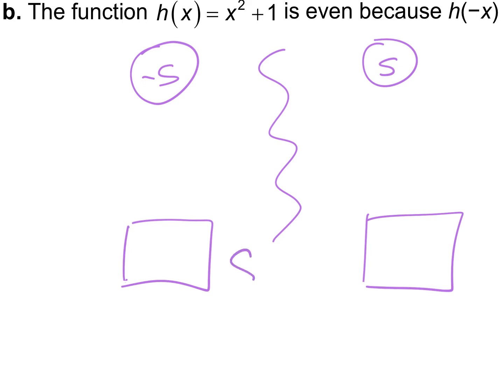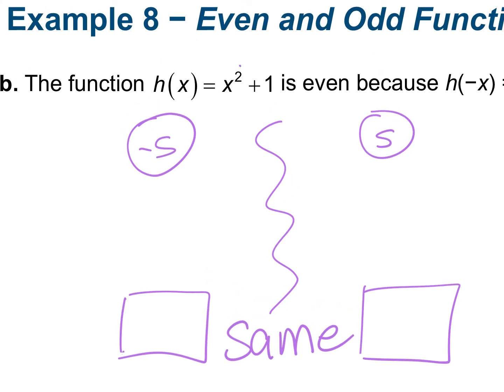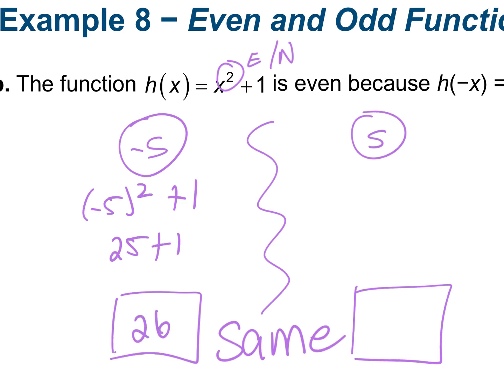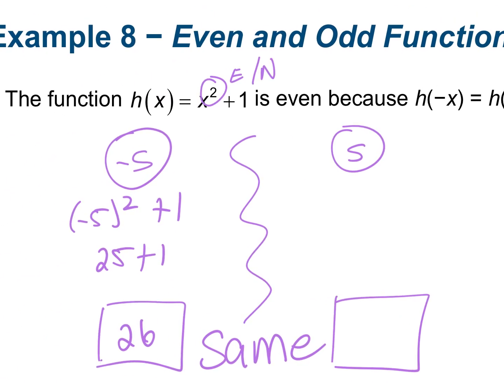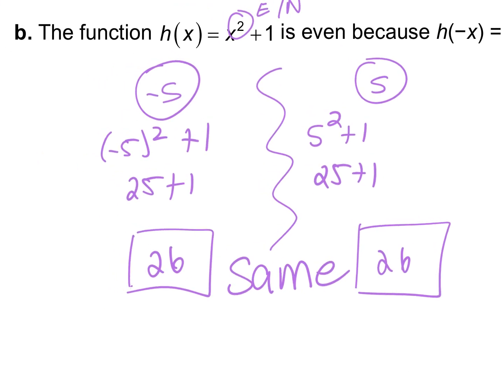Same, because the arrows would be going in the same direction. My highest exponent is 2. That's an even number, so this is either an even function or a neither. So when I plug in negative 5, what's negative 5 squared? It's 25, plus 1 is 26. Over here, I plug in positive 5. What's positive 5 squared? Plus 1 is, are those two numbers the same? So then your function is even.